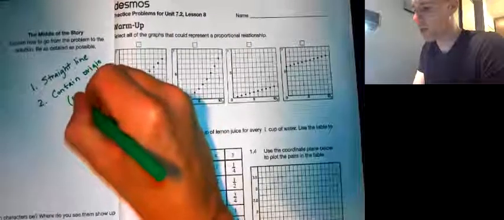Characteristic one is that it has to make a straight line. It can't be curved or have any jagged edges in it or steps or anything like that. It should just be a straight line. And then the second one is it must contain the origin. The origin is the point 0, 0. And so we can quickly talk about why those things are, and then we'll move on.